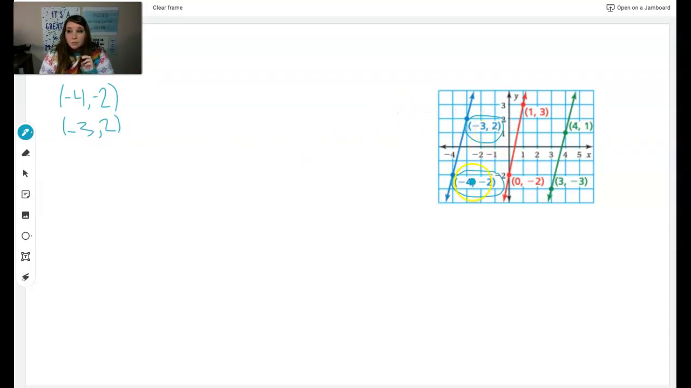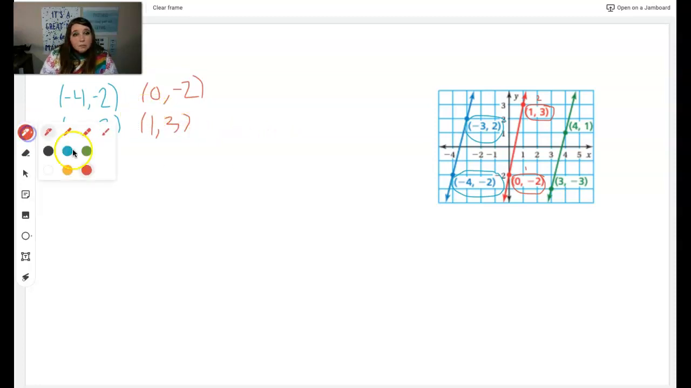We're going to use these numbers here. We're then going to use the numbers from the red line. Point number 1 is (0, -2), and point number 2 up here is (1, 3). Those are the ordered pairs. That is the address of the dot, and that's what we're going to use.